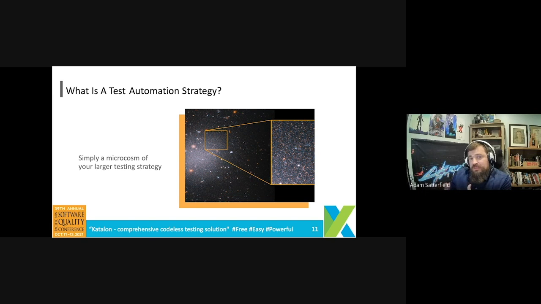Really simply put, it's a microcosm of your larger testing strategy. A lot of the same techniques that you will follow to develop and build a testing strategy will be the same for a test automation strategy. And we'll go over some of those here in a little bit, but if you are in the position where maybe you don't have a testing strategy, so you don't have anything to pull that microcosm out of, you can follow a lot of these same types of rules and guidelines that we're going to set forward to help build that overall testing strategy.